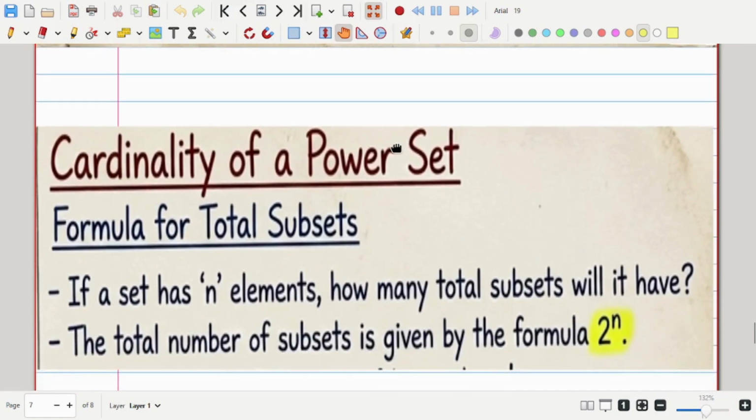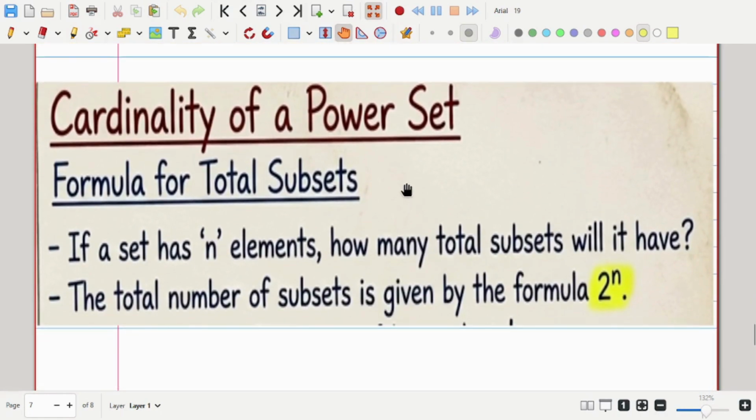So what is the cardinality of the power set? Cardinality means the total number of elements present in a power set. So the formula is, if a set has n elements, then the total number of subsets is 2 raised to n, where n is the number of elements of the set.